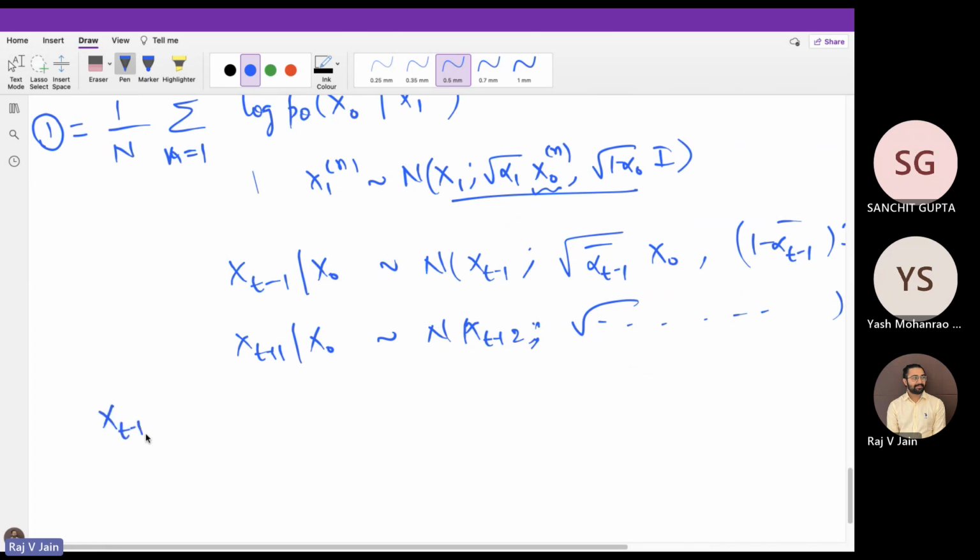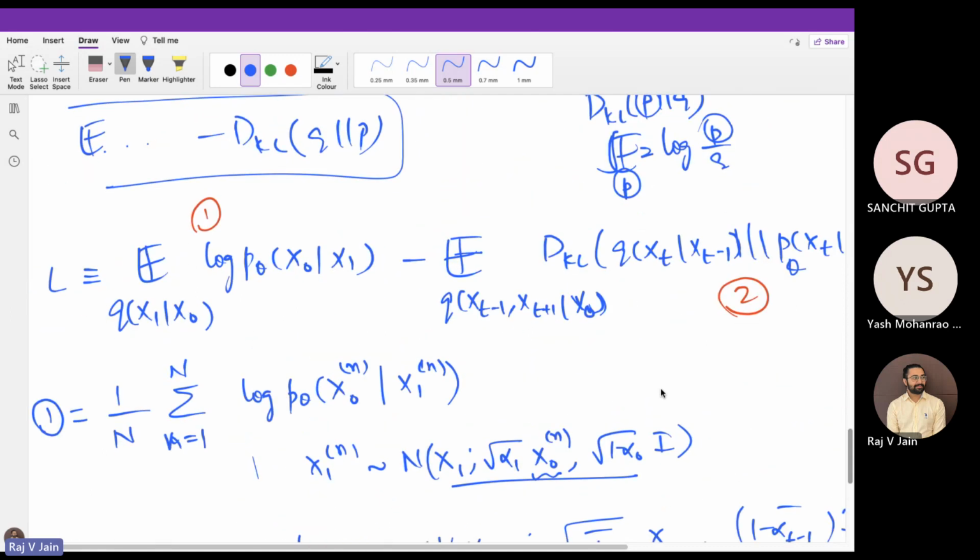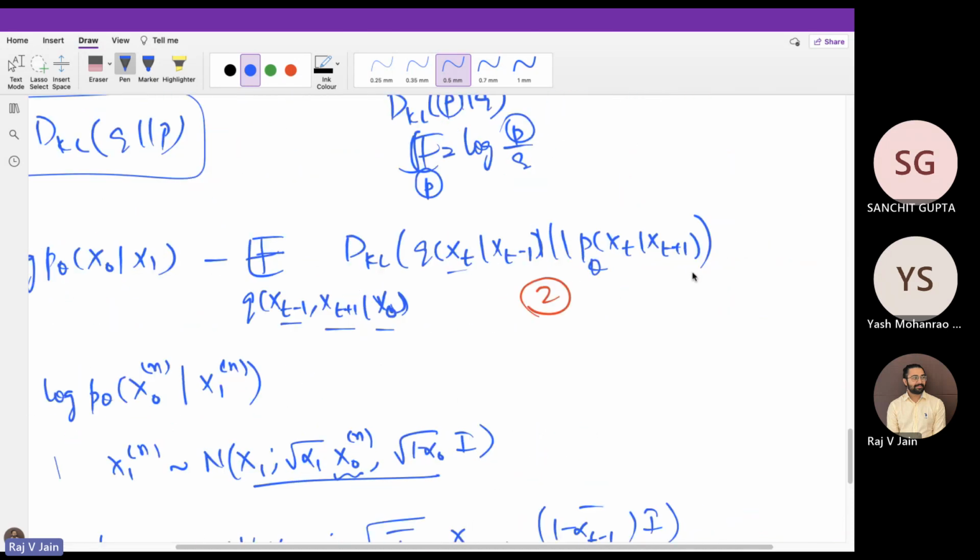So is x_{t-1} given x naught independent of x_{t+1} given x naught? That's the question we're trying to answer with this generating process. Okay, so we have a way to operationalize this whole procedure. I have x naught, take a sample, get x_{t-1}, x_{t+1}, x_t, and evaluate the KL. It will come down to having some parameters theta, because the mean will have the parameters theta. I can use that to update the equation.